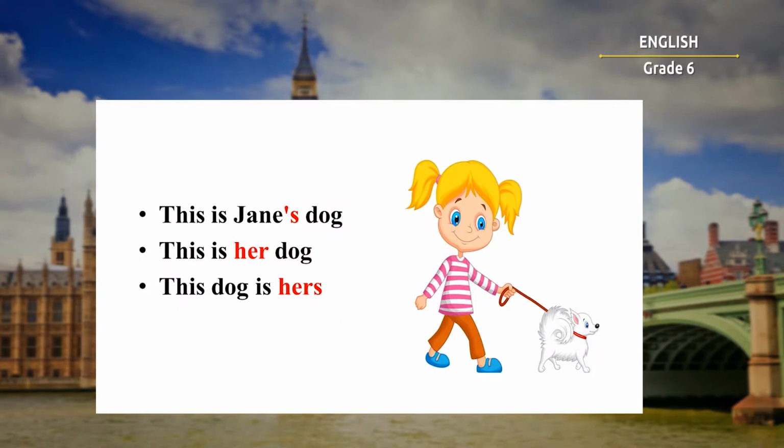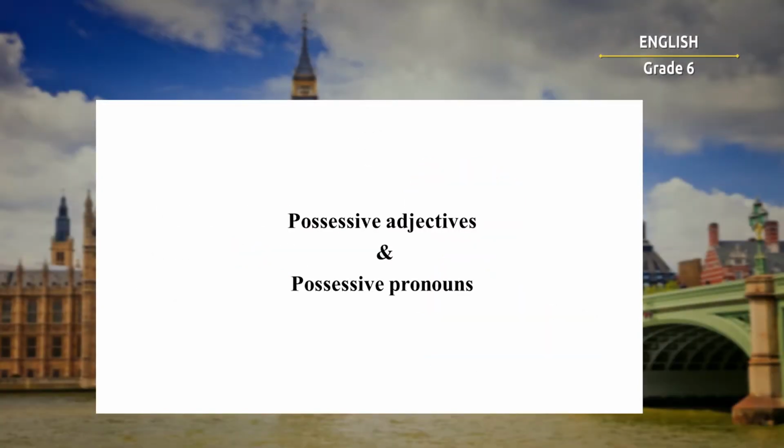Guys, look at these sentences and compare them. This is Jane's dog. This is her dog. This dog is hers. Do you think they have the same or different meanings? If you don't know, it's okay, because today we will learn about the possessive adjectives and possessive pronouns.